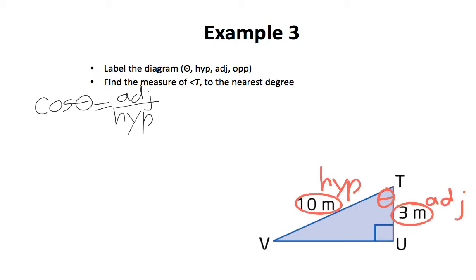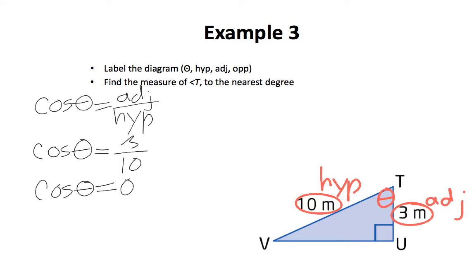Next, I'm going to substitute in my known values. Since I do not know what theta is equal to, I'm going to leave it as is. Adjacent is 3 and hypotenuse is 10. I cannot do anything with the left side of the equation, so I'm going to leave it as is. And I'm going to take 3 and divide it by 10, and that's going to be equal to 0.3.